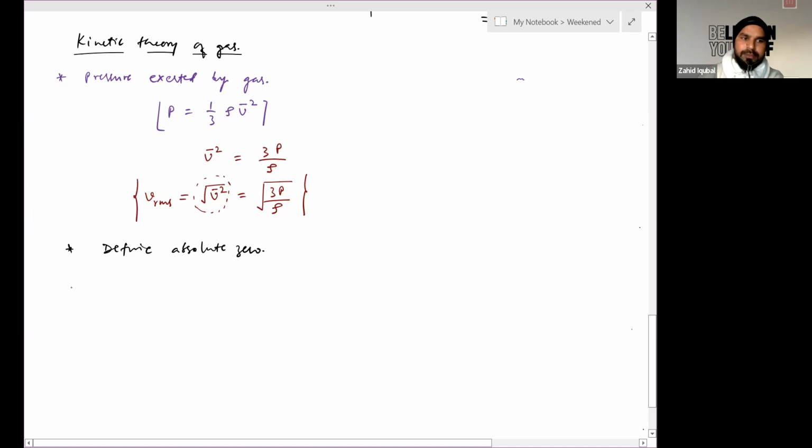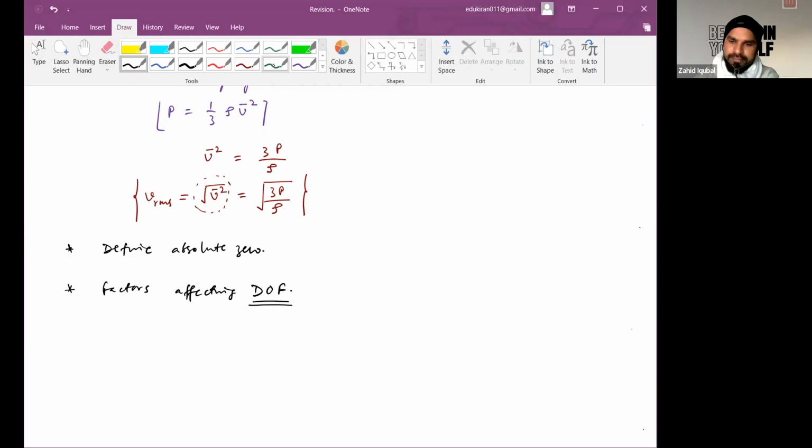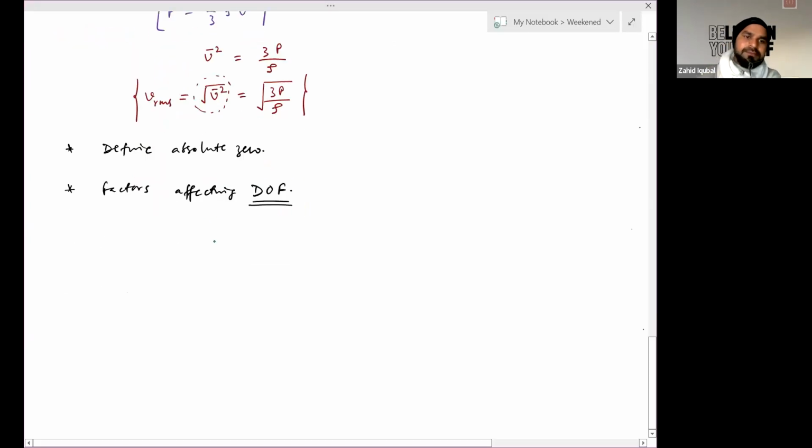Next, there will be a question regarding calculation of degree of freedom and calculation of internal energy. One more question related to degree of freedom will be, on what factors may the degree of freedom of a gas depend? Let me just explain you.